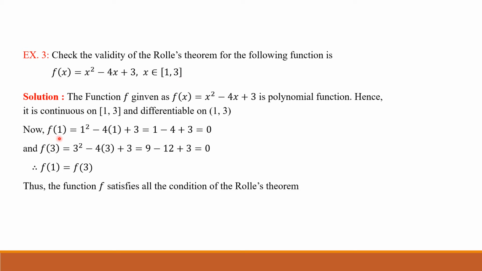Therefore find the value at a, first f of 1. Put x equal to 1. Then 1 square minus 4 into 1 plus 3 equals 1 minus 4 plus 3 equals 0. Also find f of 3. Then 3 square minus 4 into 3 plus 3 equals 9 minus 12 plus 3 equals 0. Therefore, f of 1 equals f of 3. Both values are same. Hence, the function f satisfies all the conditions of Rolle's theorem.